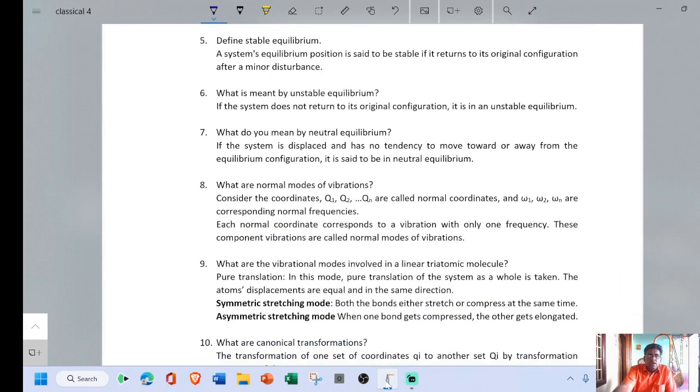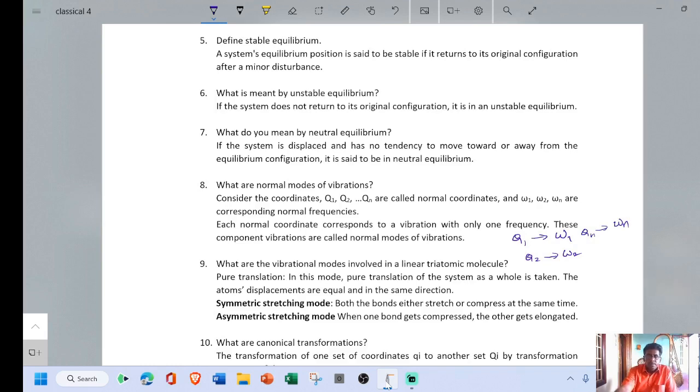Eighth question is, what are normal modes of vibrations? Consider the coordinates q1, q2, qn are called normal coordinates and omega 1, omega 2, omega 3 and so on are the corresponding normal frequencies. Each normal coordinate corresponds to a vibration with only one frequency. These component vibrations are called normal modes of vibrations. Q1 relates to omega 1, Q2 relates to omega 2, Qn relates to omega n.